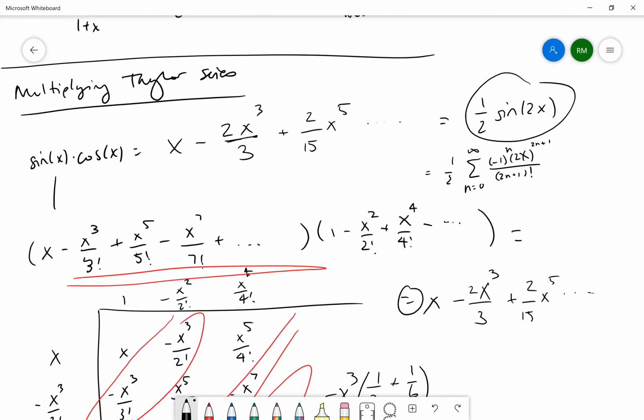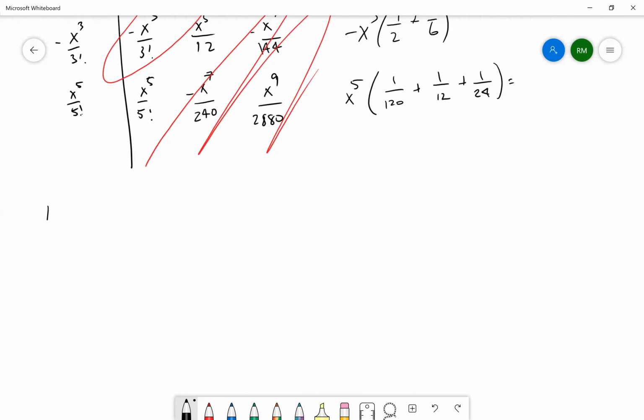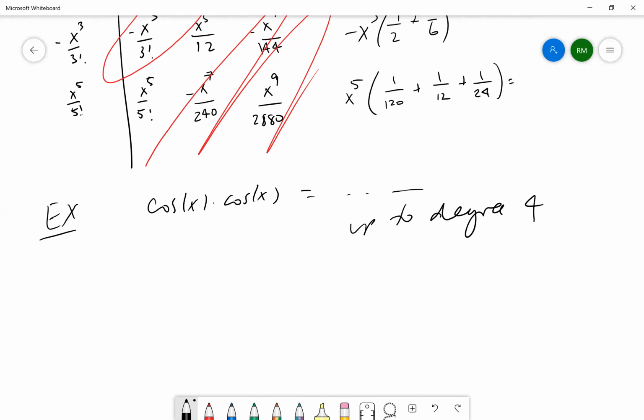All right, so I want you to do an example where you multiply these series out. I want you to do cosine of x times the cosine of x, and find all the terms of this series up to degree 4.